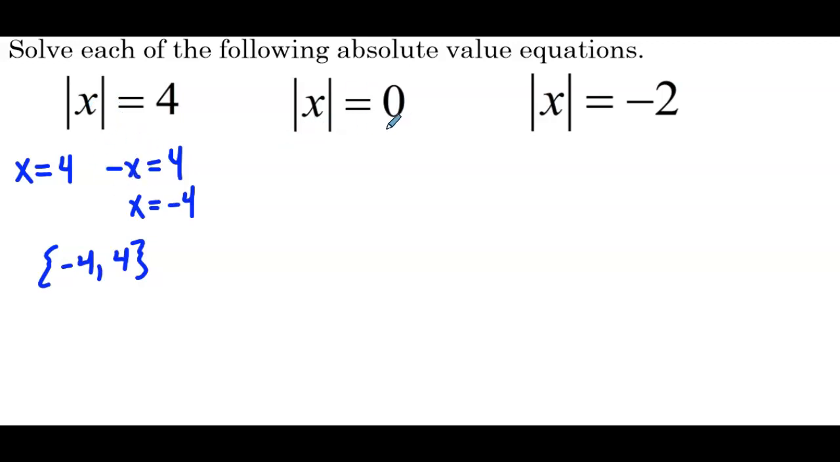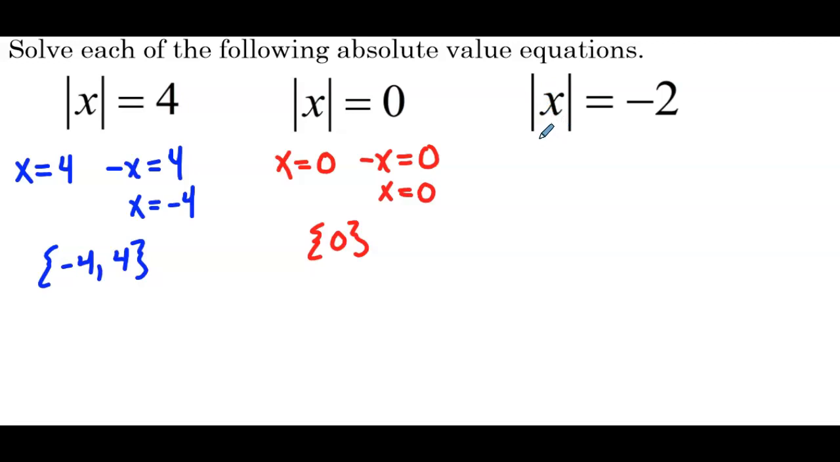So absolute value of x equals 0. So either x equals 0 or the negation of x equals 0. So this would also be x equals 0. So in this case, there's only one solution, and that solution is 0, which again should make sense. Absolute value is a measure of distance. The only value that's 0 away on the number line is 0.